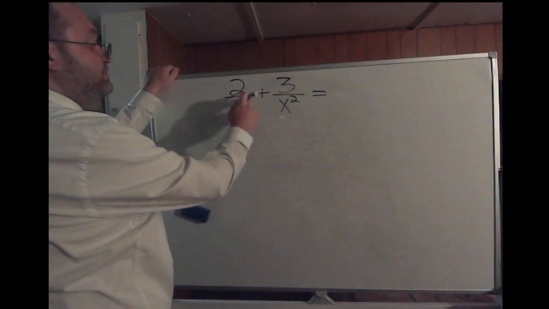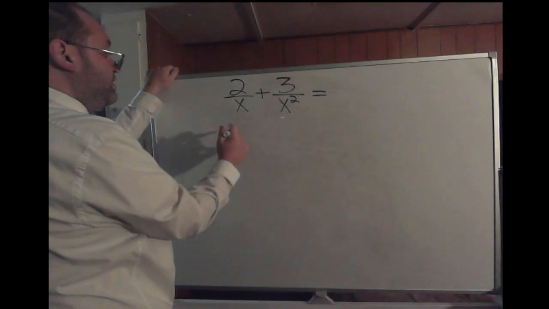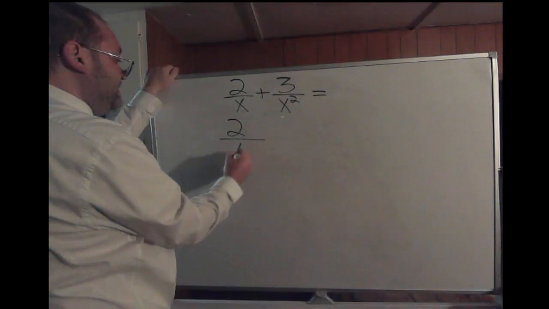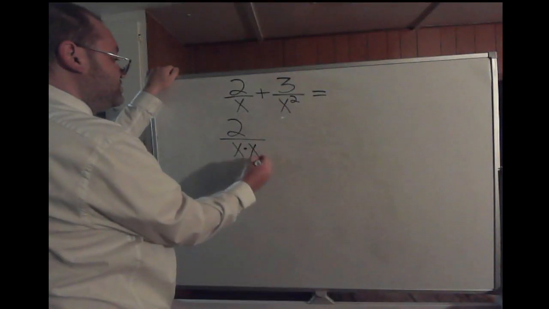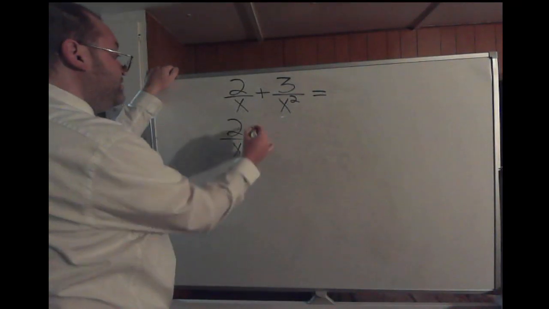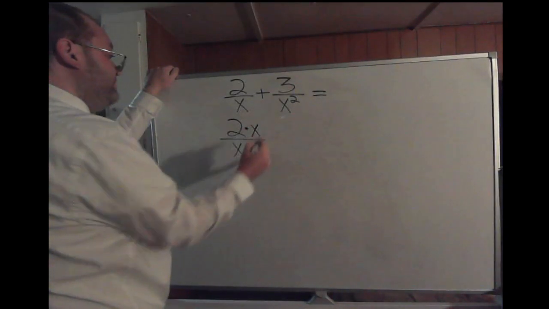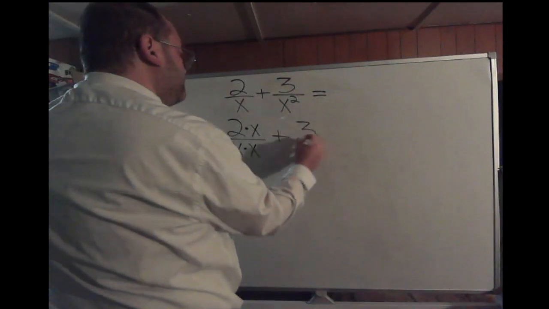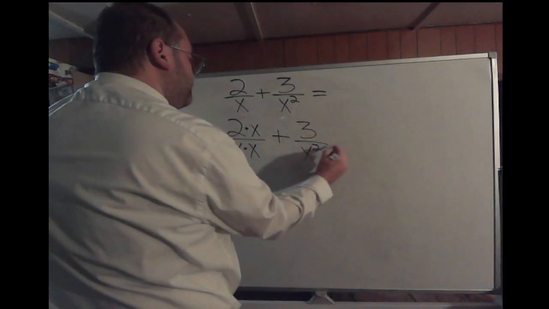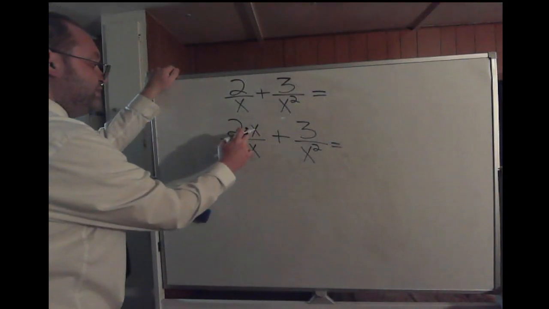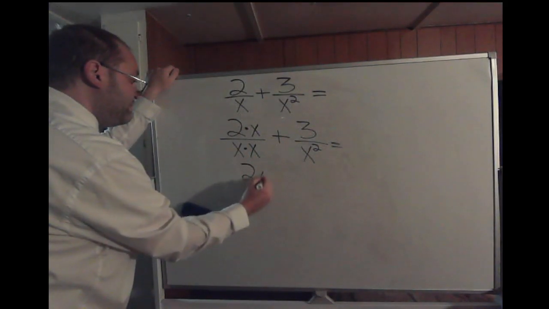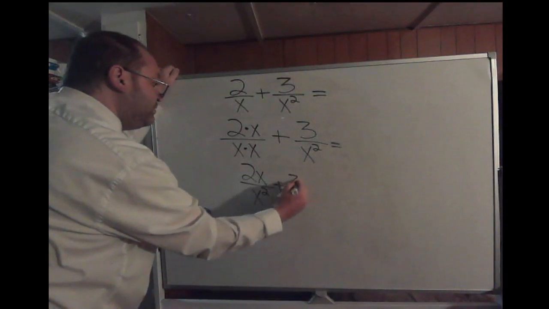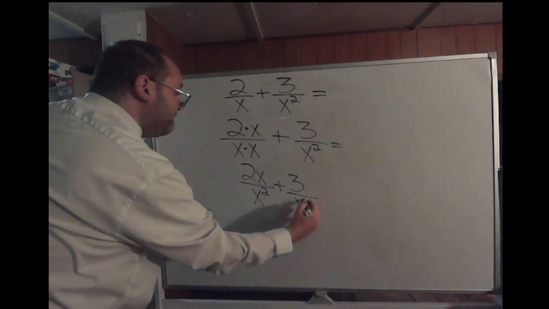In order to make the first term have a denominator of x squared, you're going to have 2 over, let's see, x times x equals x squared, but what you do to the denominator, you have to do to the numerator. You'd end up having 2 times x. So you have 2 times x over x times x plus 3 over x squared. Which, when we do this, you would end up having 2x over x squared plus 3 over x squared.